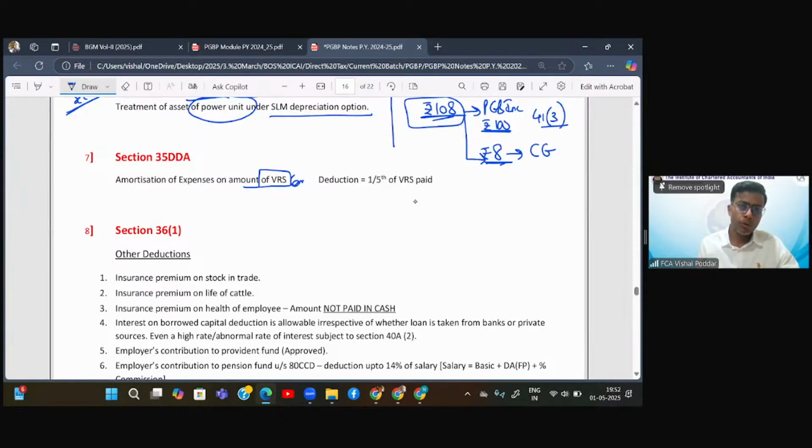So you would have heard about this VRS compensation in the salary chapter also. Over there, it is income for the employee. Here it is expense for the businessman. Now, a businessman who is paying this VRS compensation will be allowed the deduction of 1/5. Now, important, this deduction is allowed from the year in which it is paid. So the year when you actually pay this, from that year, you can claim deduction over 5 years, amortize it over 5 years, and every year you'll get deduction of 1/5 of this amount.